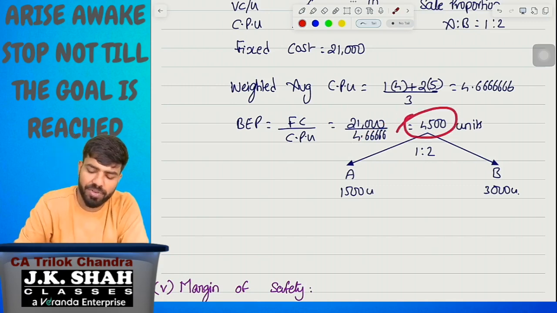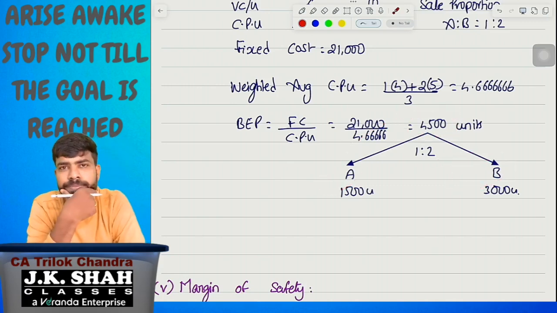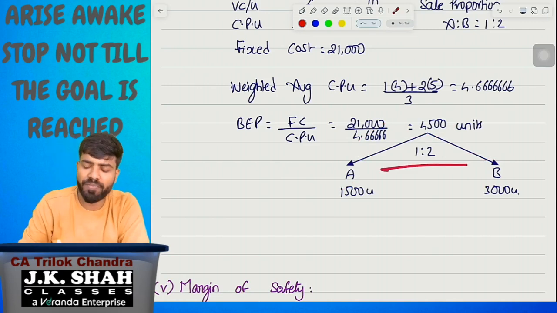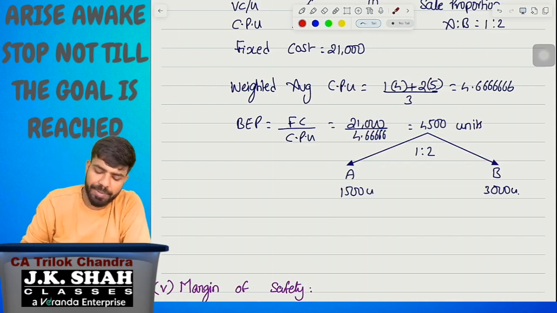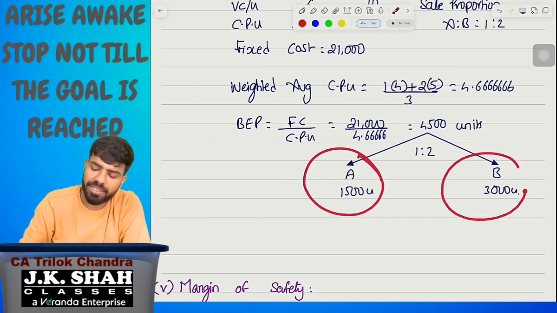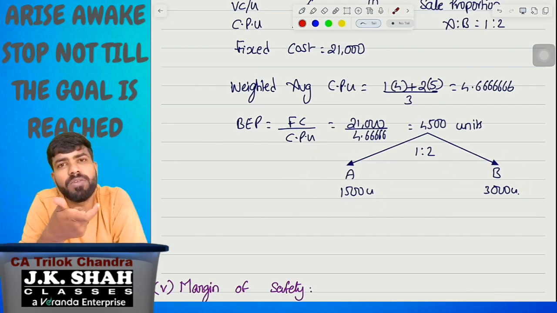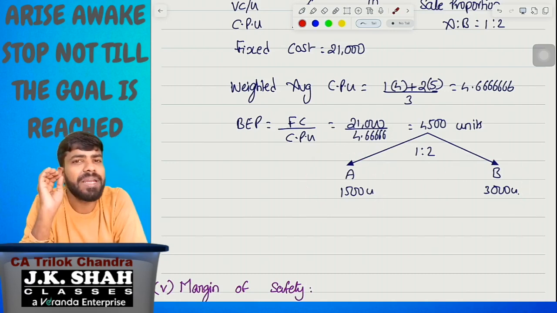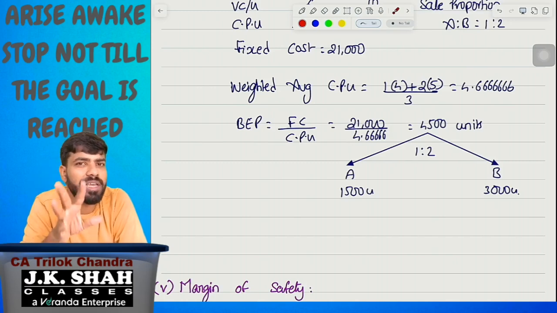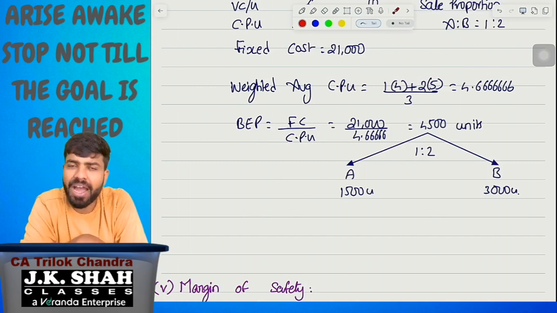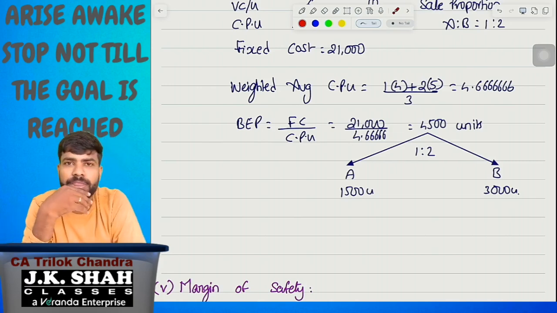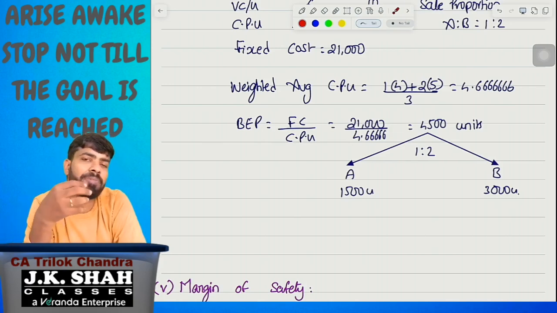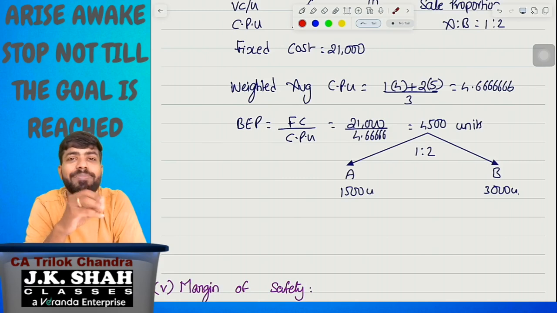This 4,500 units includes A as well as B. That we need to divide in the proportion of 1:2. If we divide in the proportion of 1:2, it comes to 1,500 units of A and 3,000 units of B. So what is the meaning of this? The company has to sell 1,500 units of A and 3,000 units of B so that it can reach the break-even point. Now management will give the targets to the respective sales managers.